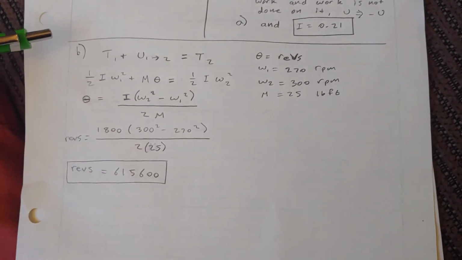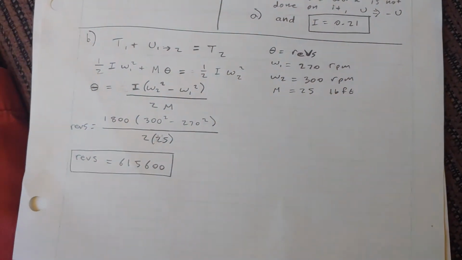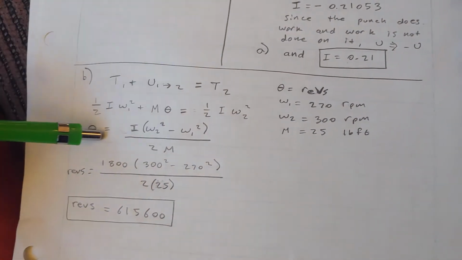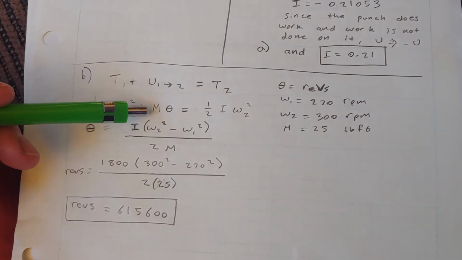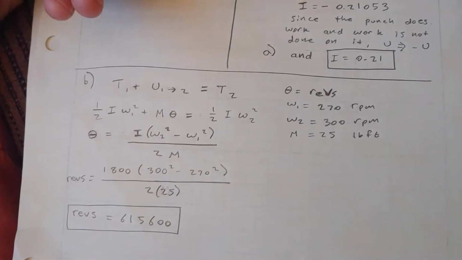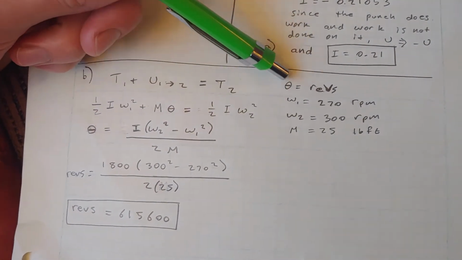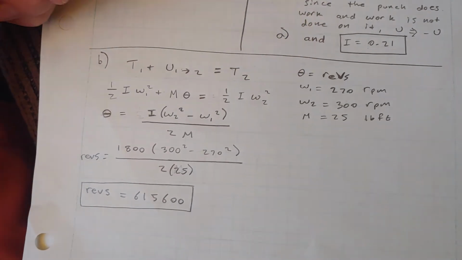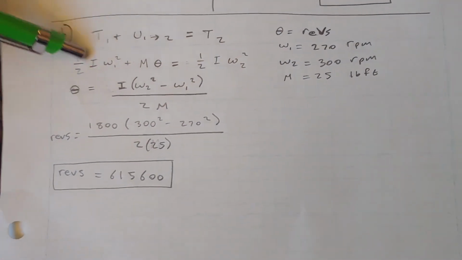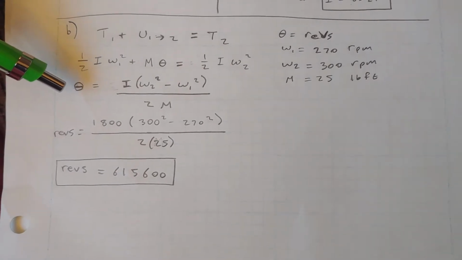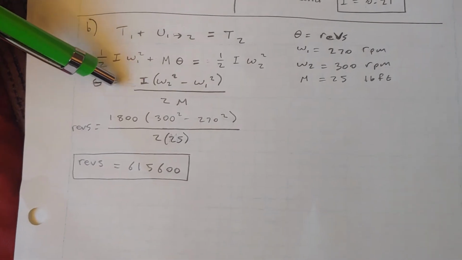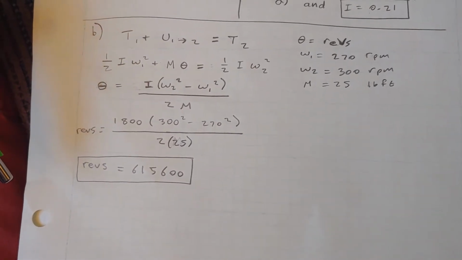So then with part B, we have the same equation: initial kinetic energy plus work equals our final kinetic energy. With this one, our work is our moment times the distance, which we're going to put as theta. Theta is just going to be represented as revs, because we don't have to convert to rads per second. We're just going to keep everything as RPM. Then we reorganize everything so that theta, our distance, is on one side. Yeah, I did that right.